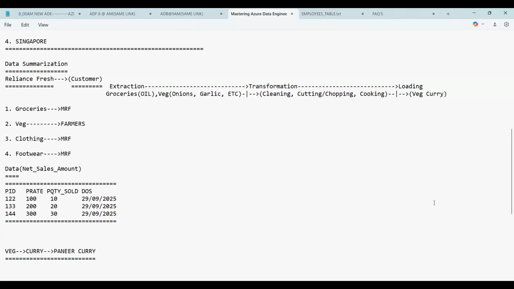So as a data engineer, what will you do, guys? To get the net sales amount, you have to choose the data which is required, which is called the extraction process. Do you require the product ID to find the net sales amount? No. Do you require the rate? Of course. Quantity sold? Of course, that is also needed. Date of sales? Even that is needed. So out of 4 columns, I'm choosing only 3 columns. This is called extraction of data. Here you have to decide how many columns are needed to get that task done.